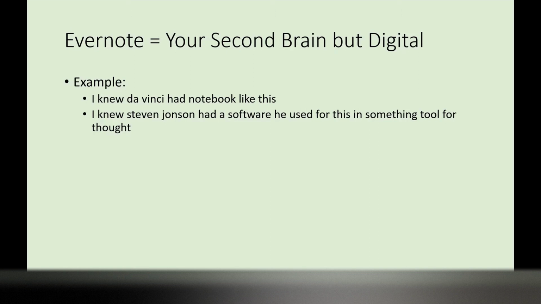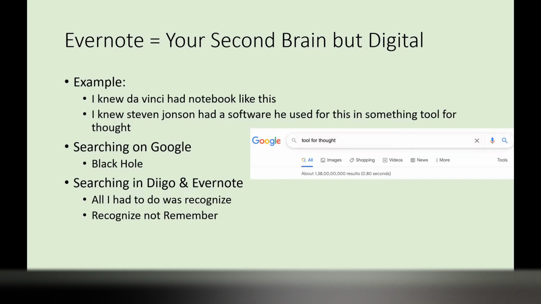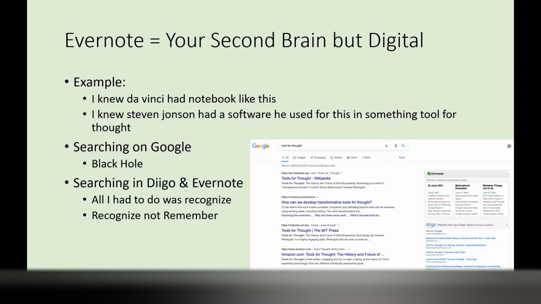For example, in note taking, I knew Da Vinci. I had seen a TV show on Da Vinci, and then I searched for the Da Vinci note taking system. Then I found a few people who use such a system. So I wanted to search that as an example. If I simply search Da Vinci notebook on Google, it's an infinite black hole. So instead of doing that, I simply searched on my internal thing.